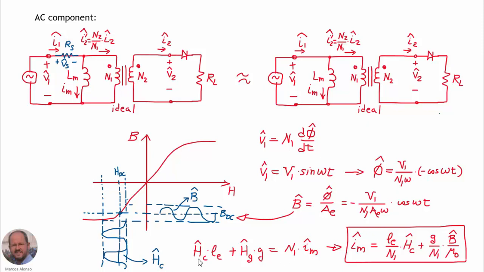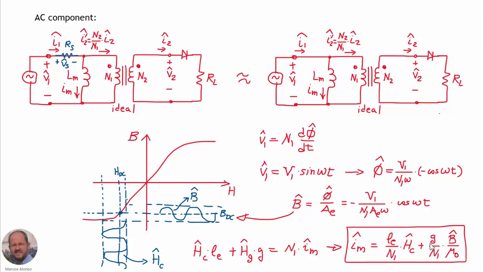So the magnetic field intensity in the core times the length of the core. We are neglecting here the effect of the air gap in the length, so we are approximating the length to the length of the complete core, plus the magnetic field intensity in the gap times the air gap length is equal to the number of turns times the magnetizing current. And from here we can finally obtain this expression.